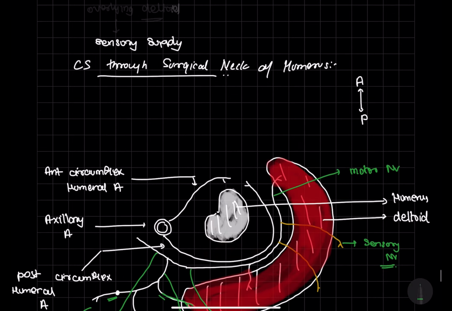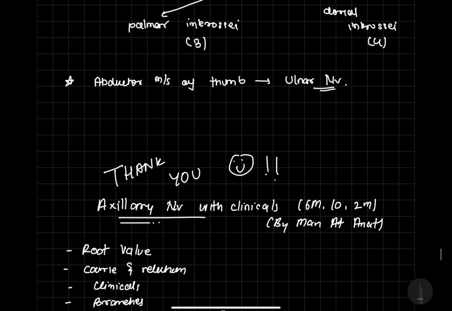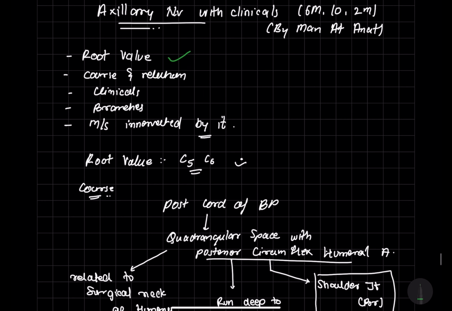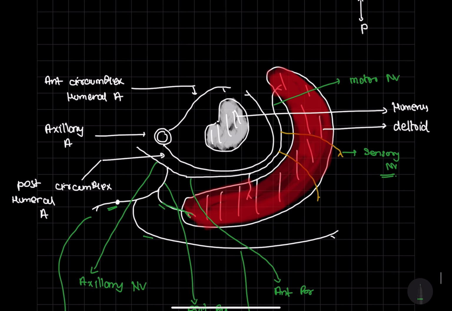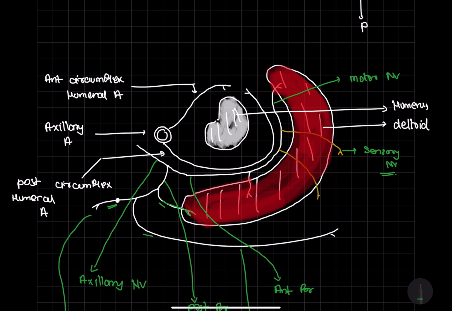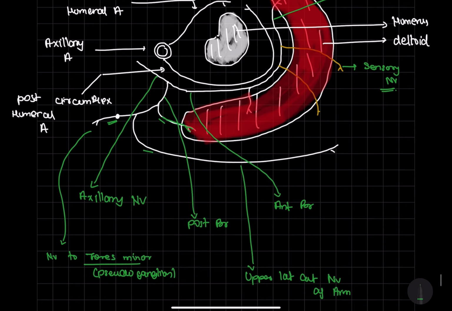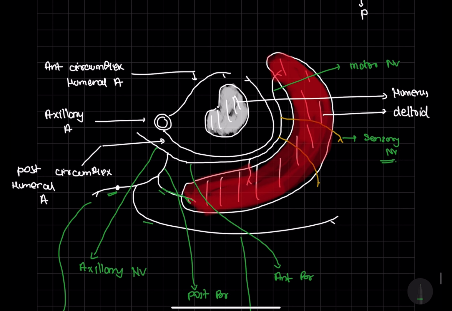So this may be it. Learn about this particular root value. I've told you about the root values, the course and its relations, the clinical features, its branches, and the muscular innervation by it. We are done with all these things. If you are having a hard time remembering the course, then just go with the diagram first. If you are not able to mug up the course, go with the branches and understand this particular diagram first.